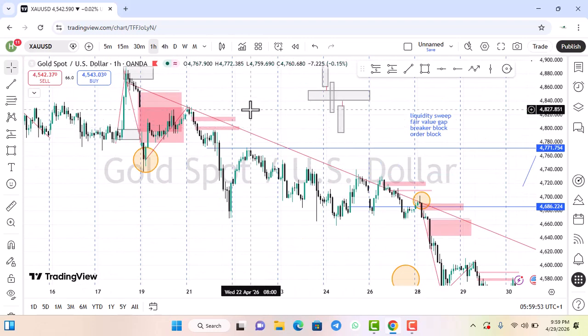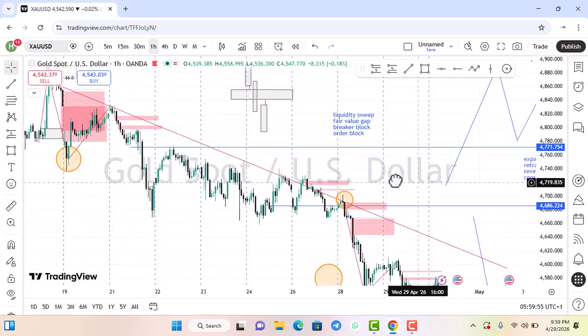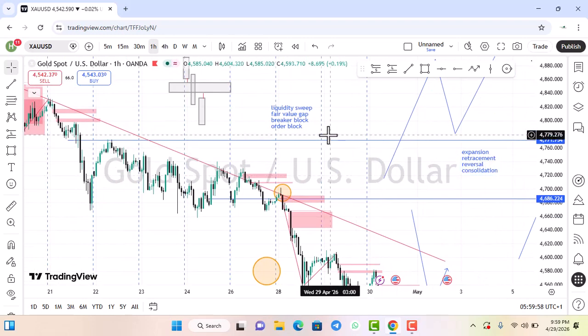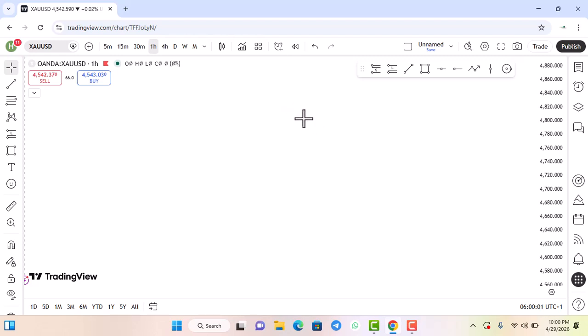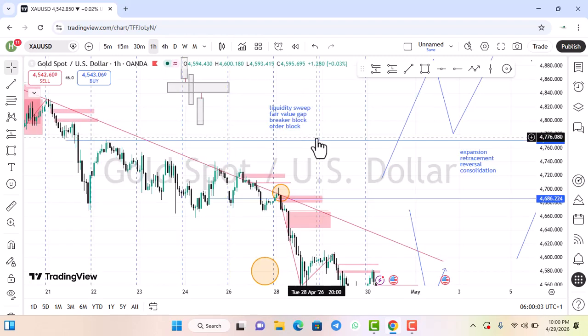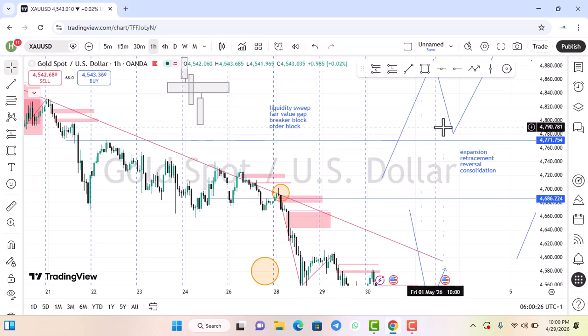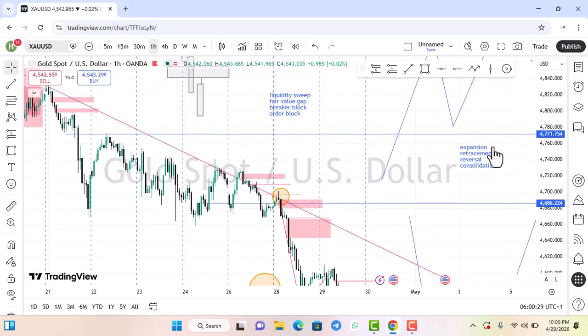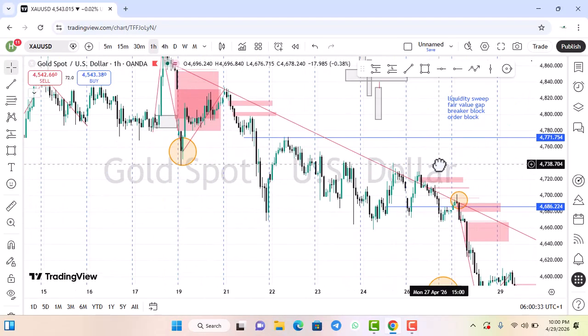I think we're gonna stop here. So subsequently, I'm gonna explain why price decides to respect a fair value gap instead of a breaker block, or why price decides to respect an order block instead of a breaker block, or why price decides to just sweep liquidity and continue in the bullish direction or in the bearish direction, depending on the directional bias that we have initially. So gradually, you're gonna understand all of these things.